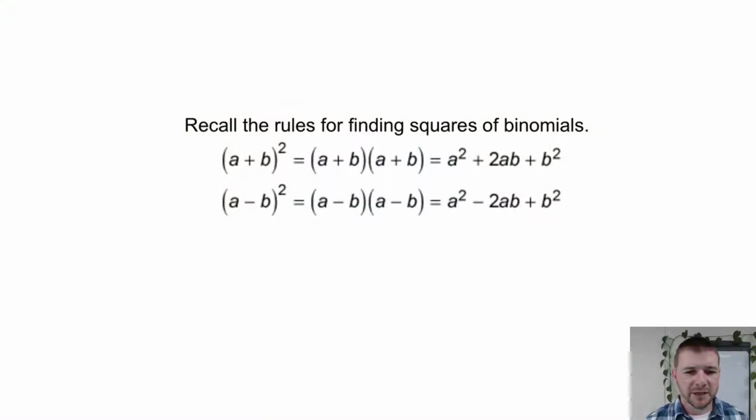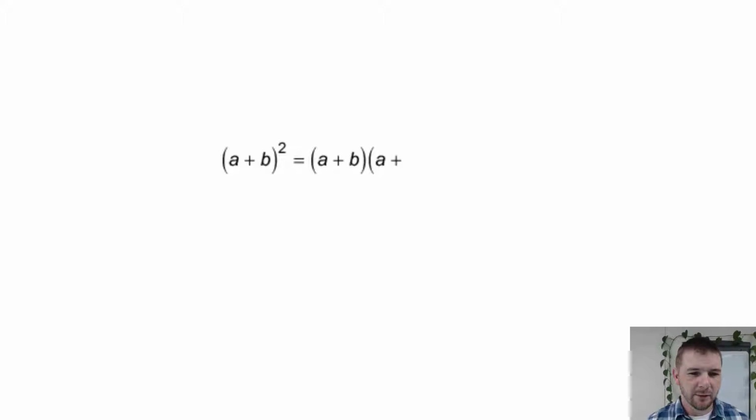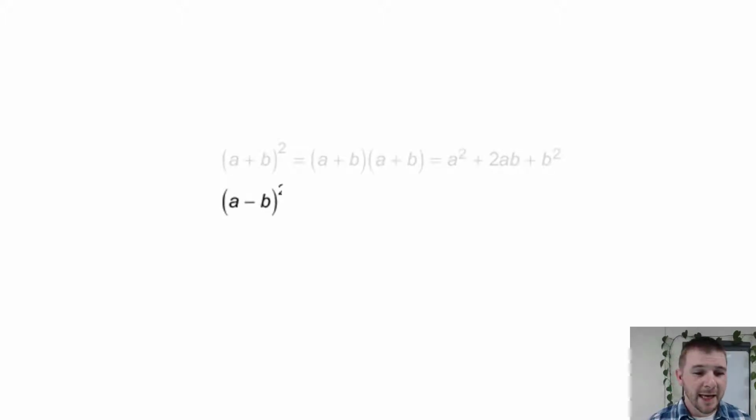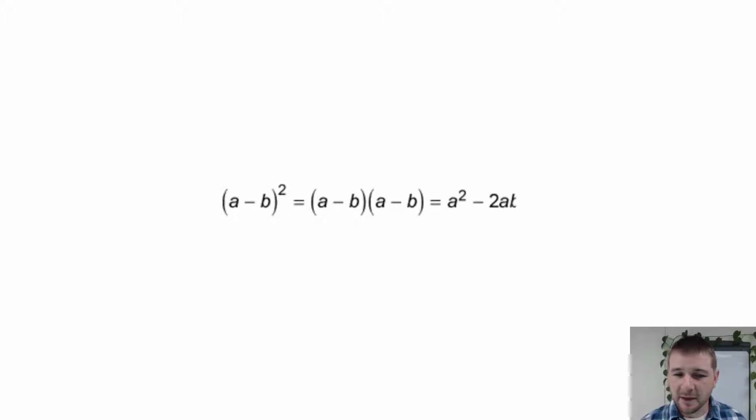Recall the rules for finding squares of binomials. A plus b squared equals a plus b times itself, and that's a squared plus 2 times a times b plus b squared. On the other hand, a minus b squared equals a minus b times itself, and that's a squared minus 2 times a times b plus b squared.